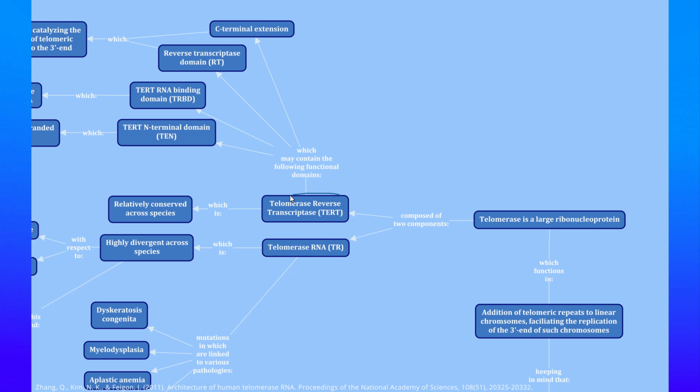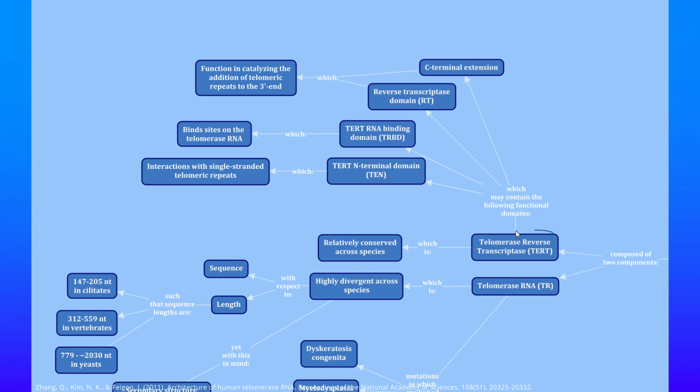The protein component, or TERT, is relatively conserved across species. However, TR, or telomerase RNA, is highly divergent across species, so you have to keep this in mind. Telomerase RNA is highly diverged across species, whereas the protein component of telomerase, that is the TERT component, is relatively conserved across species. So let me talk about TERT, or the protein component of telomerase.